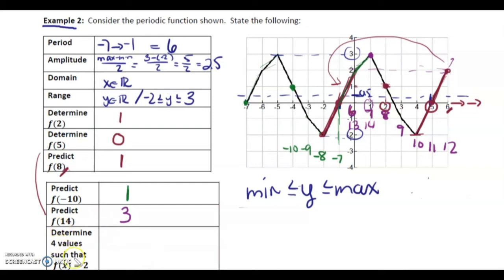Okay, determine 4 values such that f at x equals 2. So f at x equals 2, we know that that means just like where is y 2? Okay, so y being 2 would be anywhere here. So 2 occurs at negative 6, negative 4.5, maybe a half-ish, and then 1.5.